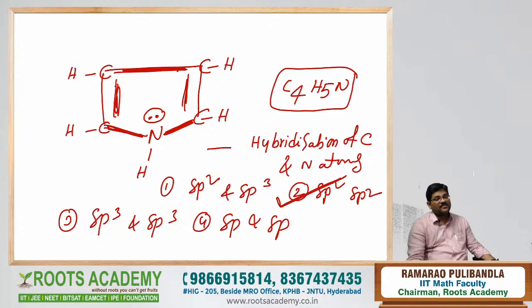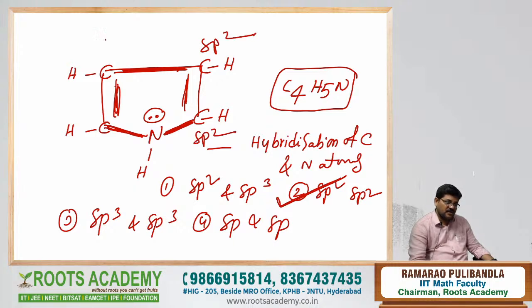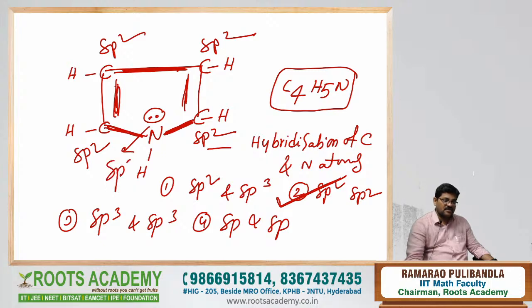So all atoms are sp2 hybridized. That's why this carbon is sp2, this carbon is sp2, this carbon is sp2. Because of lone pair conjugation, this nitrogen is also sp2. Actually, you think that nitrogen is sp3, but here nitrogen is sp2 because of lone pair conjugation.